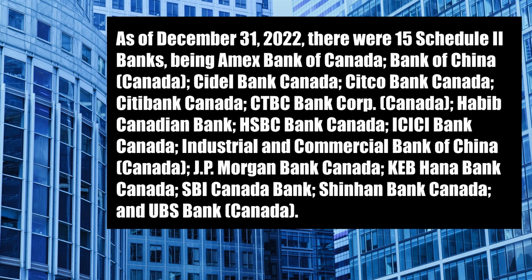As of December 31st, 2022, there were 15 Schedule II banks, being Amex Bank of Canada, Bank of China Canada, Sidel Bank Canada, Citco Bank Canada, Citibank Canada, CTBC Bancorp Canada, Habib Canadian Bank, HSBC Bank Canada, ICICI Bank Canada, Industrial and Commercial Bank of China Canada, JP Morgan Bank Canada, KEB Hana Bank Canada, SBI Canada Bank, Shinhan Bank Canada, and UBS Bank Canada.